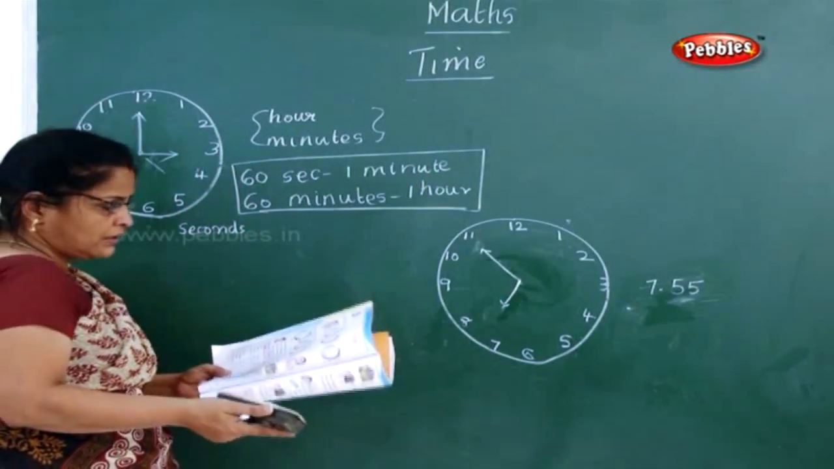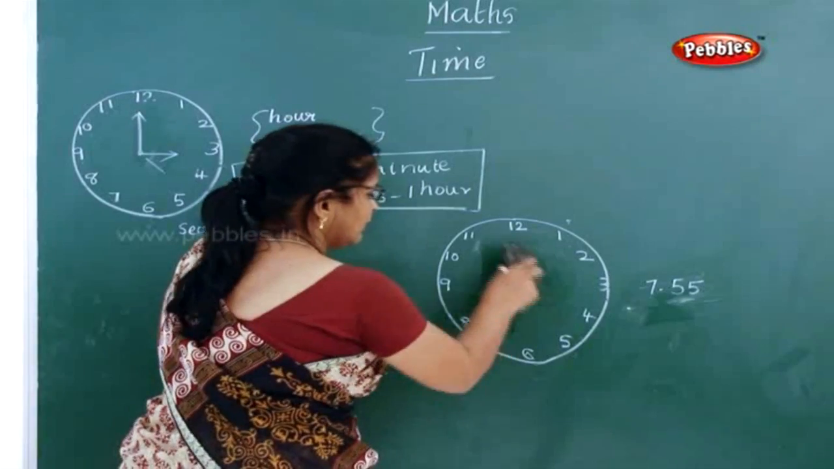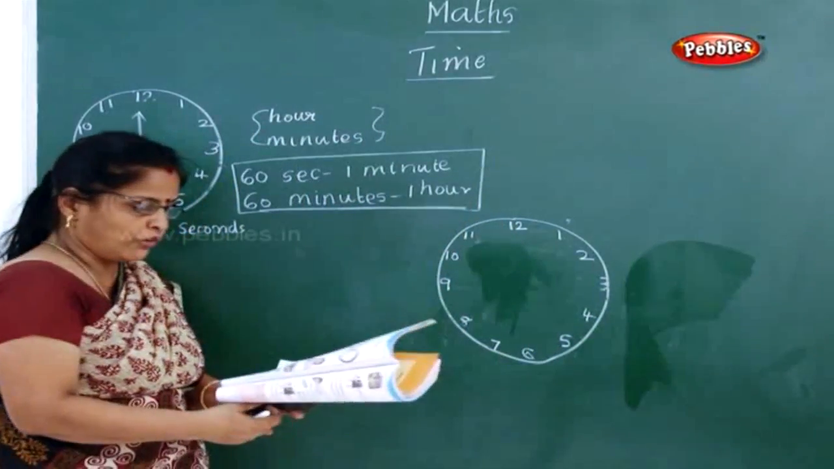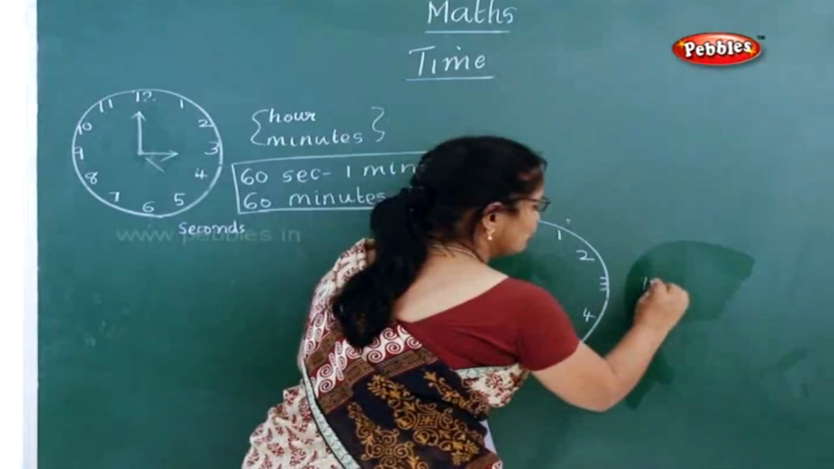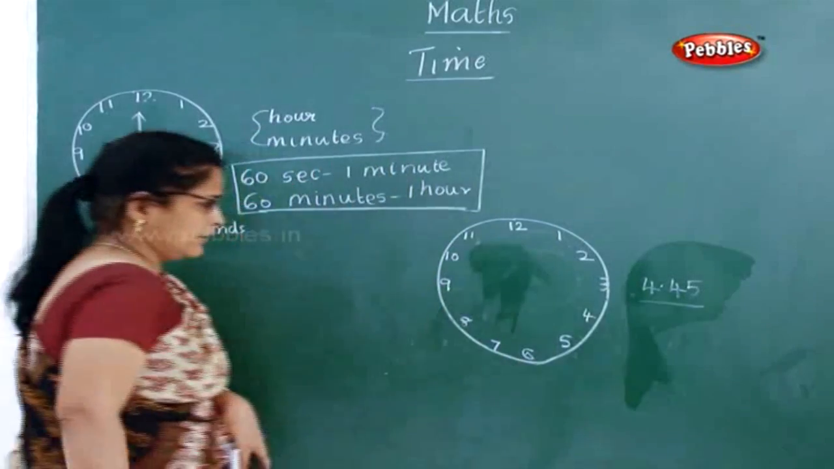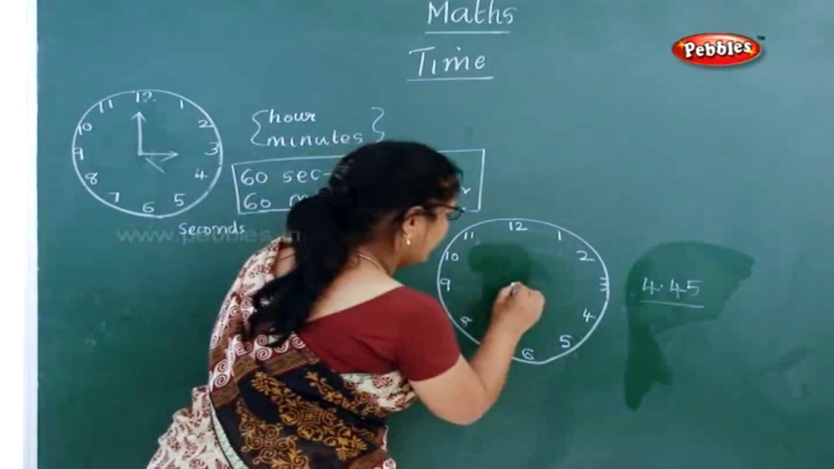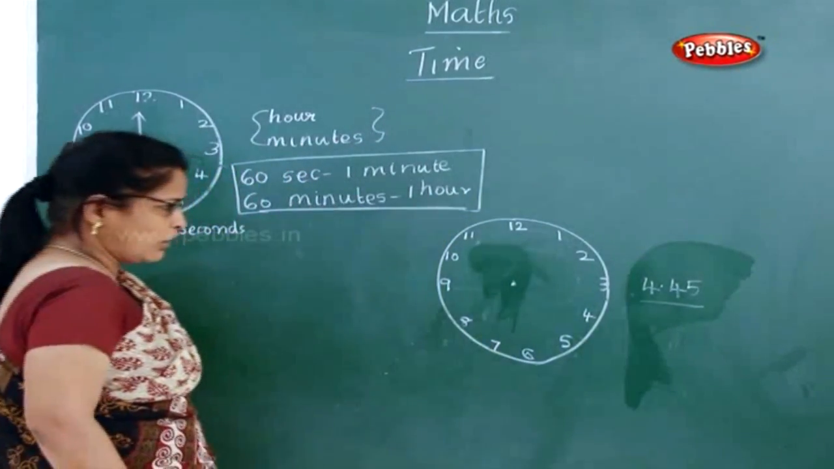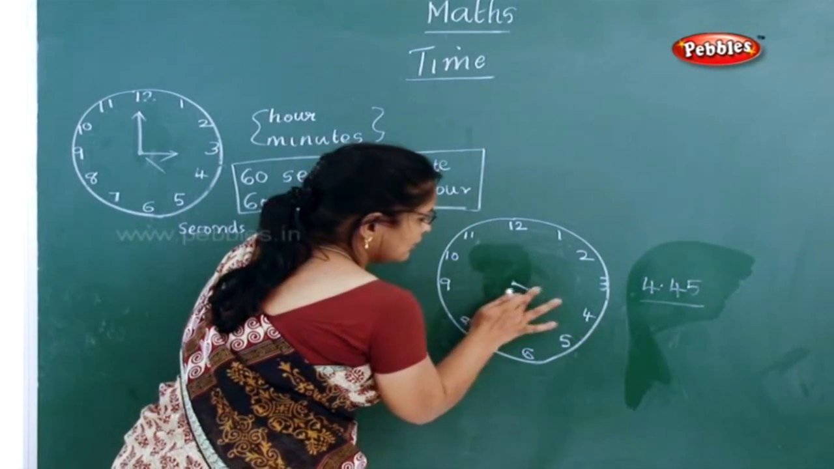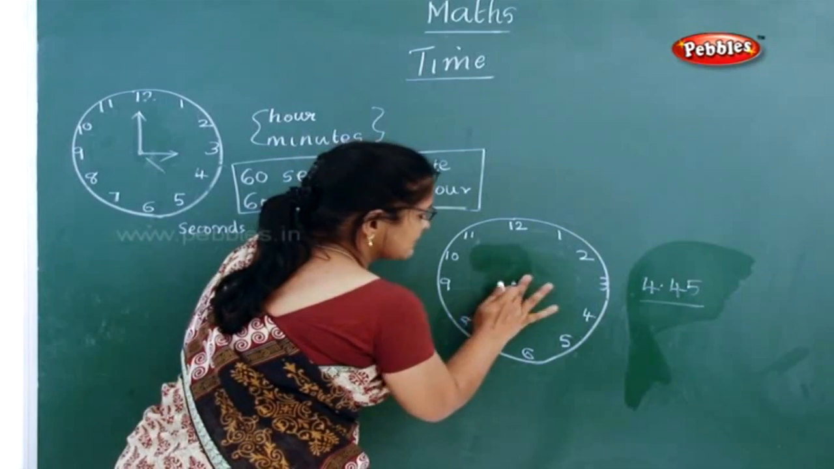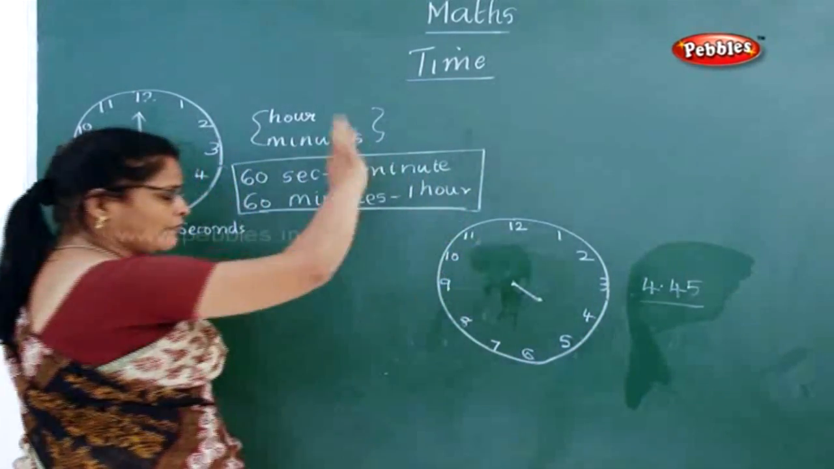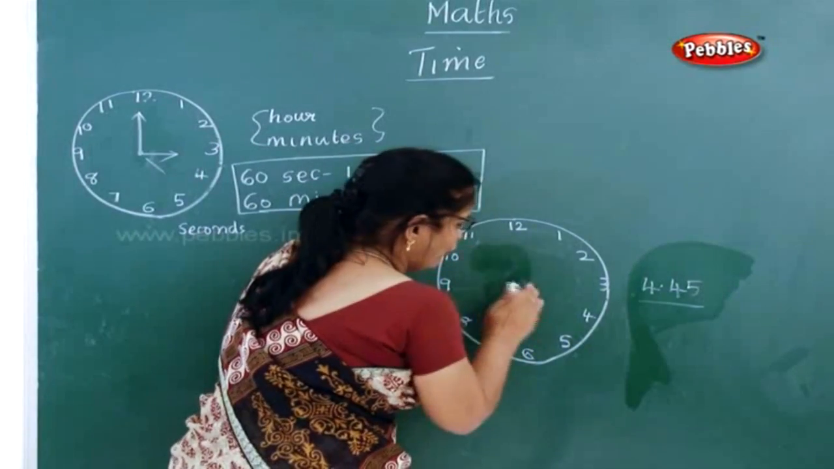Now the next one is 4:45. What is the time? It is 4:45. Now tell me, how will you do this 4:45? Now the small hand, I'll just make a dot here. Where should the small hand be? At 4 o'clock. Not even exactly 4 o'clock, because what did I tell you? It should be in between, because after 4:45 it will become 5 o'clock. So just in between 4 and 5.